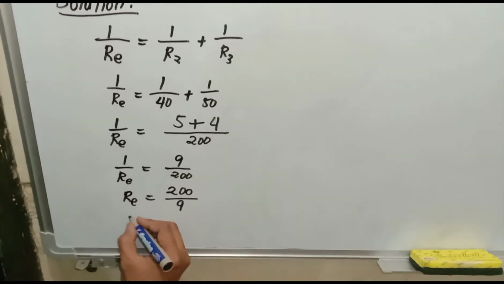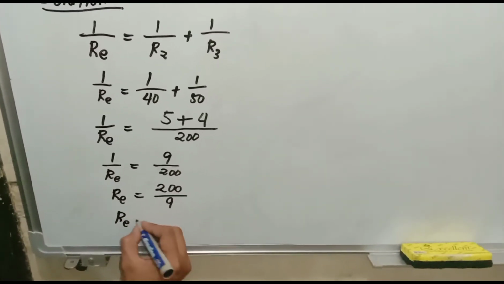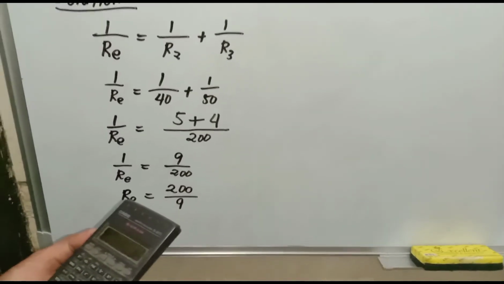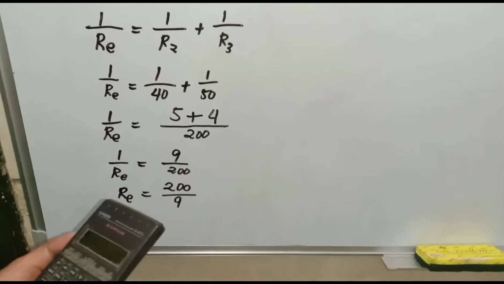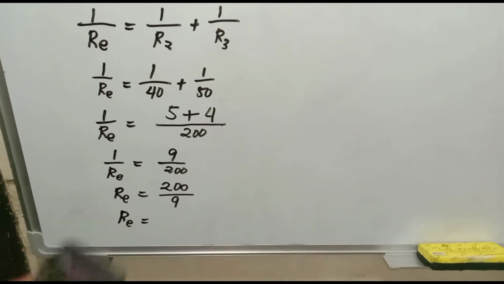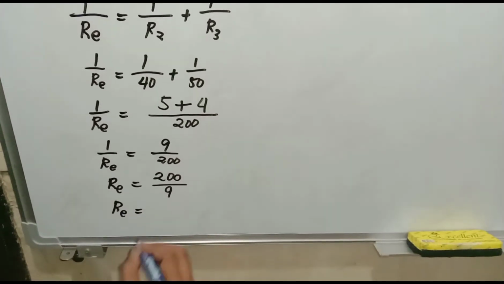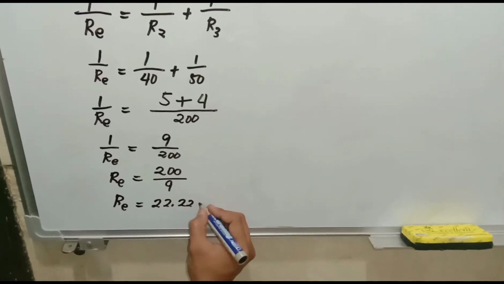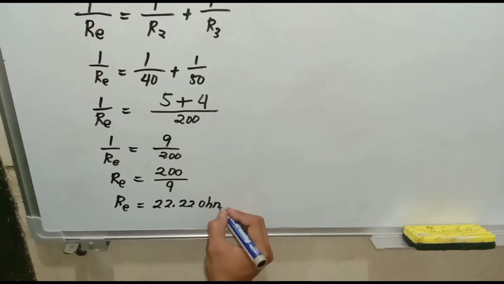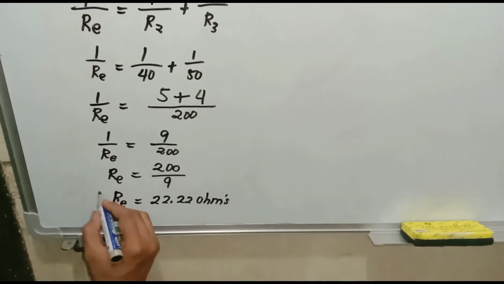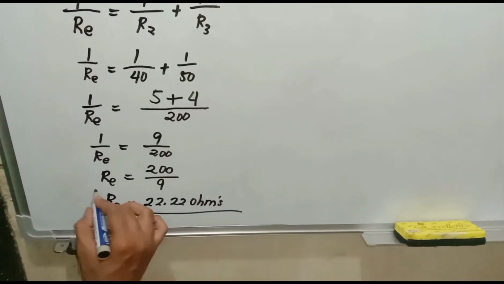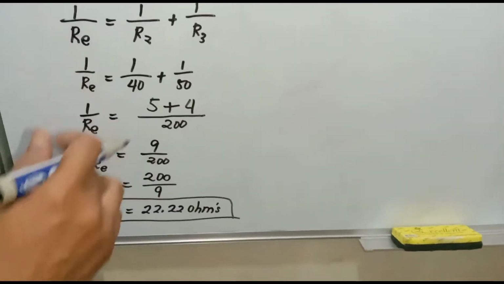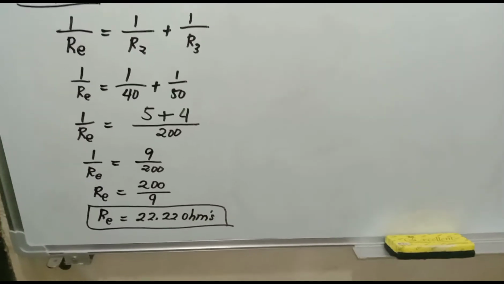So how much is the equivalent resistance? 200 divided by 9 is equal to 22.22 ohms. So this is the equivalent resistance, the first requirement for this problem.